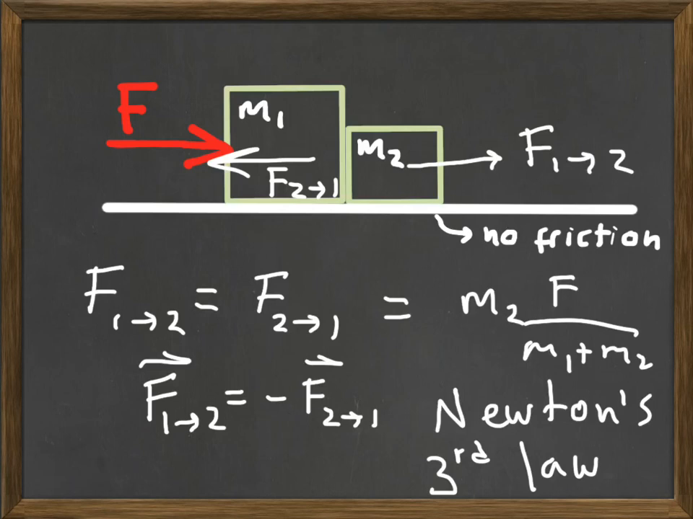So we have proven here that F1 on 2 equals F2 on 1. But like I said, there is no need to prove that. This is a law of nature that says that every time an object interacts with another object, A interacting with B, A will put a force on B, and B is going to put a force on A, and those two forces will always be equal in magnitude but opposite in direction. Alright, I'm going to leave it there.